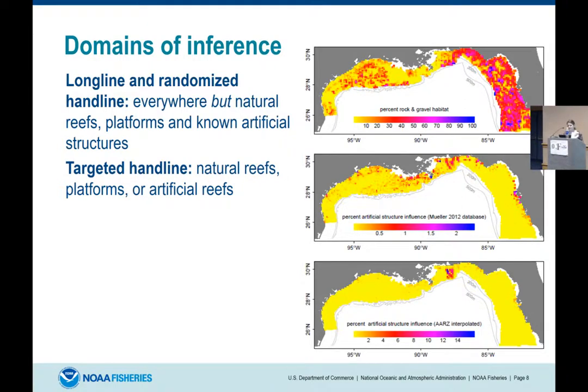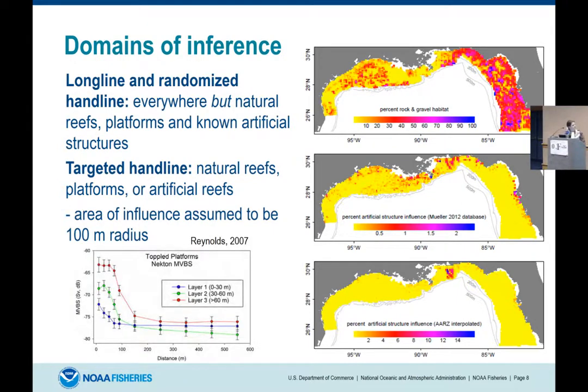Now, because there's a lot of reefs that have been put out that are not necessarily permitted or not known, we did an interpolation. We took some information from one of Sean Powers' surveys. They had a side scan sonar survey of the actual number of artificial reefs in the Alabama artificial reef zone. And so we interpolated the numbers from that survey onto this area to get a more realistic representation of the artificial reefs, including those that weren't necessarily permitted or kept track of by the state programs.